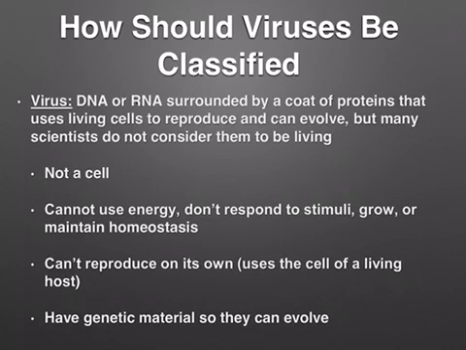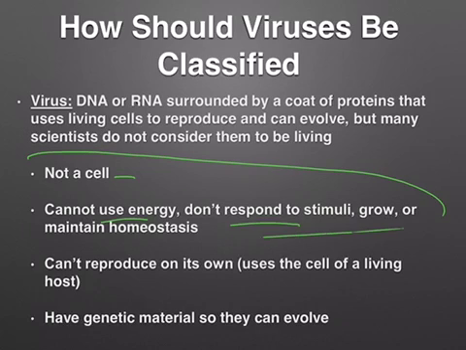So this usually brings up the topic of viruses. So viruses are DNA or RNA surrounded by a coat of proteins that use living cells to reproduce and can evolve, but many scientists do not consider them to be living. They don't view them as a cell, they don't use energy, and they don't respond to stimuli. They cannot grow and they cannot maintain homeostasis. So all of these are the characteristics of living things.